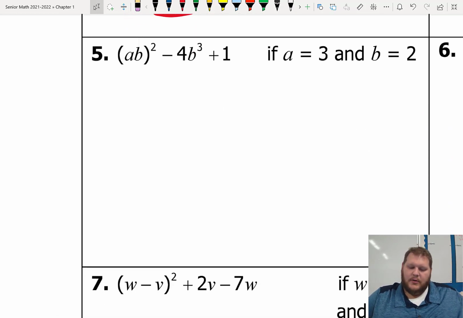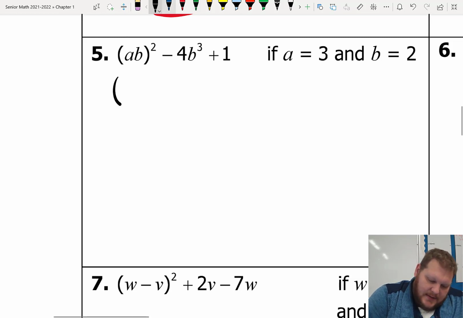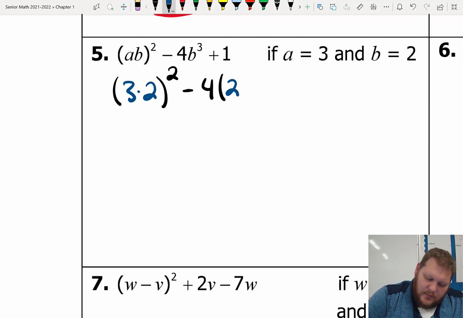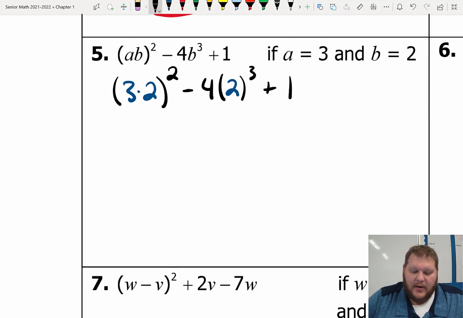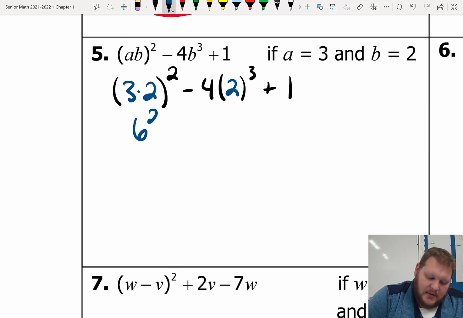Number 5, we've got 2 variables, a and b, in our expression. So if we're going to go ahead and substitute 3 for my a value, 2 for my b value, in my parentheses, this is 2 times 3, 3 times 2, just to make sure it's consistent, squared, minus 4 times b is 2, cubed, plus 1. So now I do have a parenthesis that has an operation inside that I can simplify and need to first. So 3 times 2 being 6. And everything else stays the same for right now.